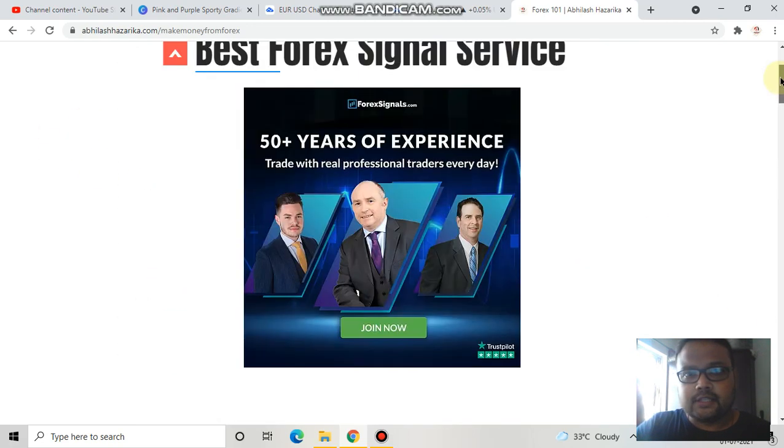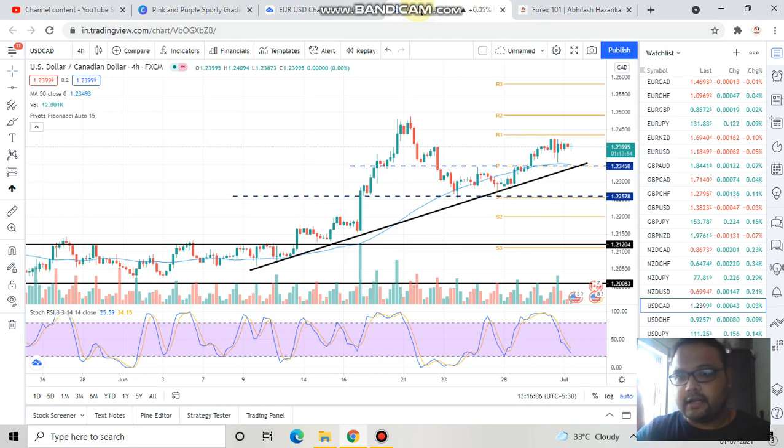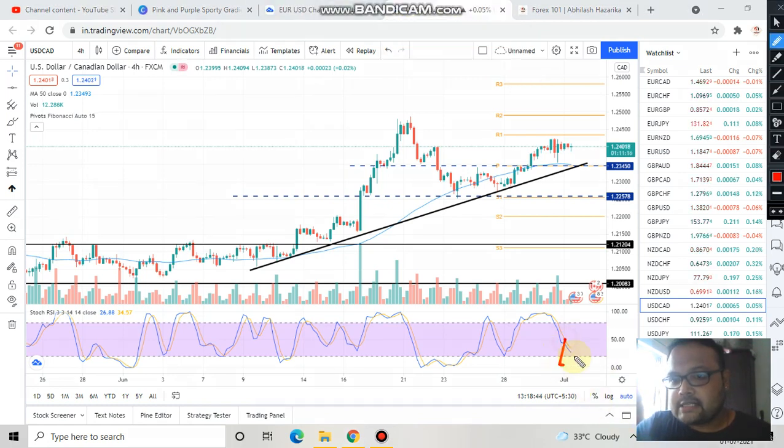Okay. And as of now, regarding the USD CAD chart, hopefully you have understood what you need to do right now. So just wait for the opportunity to come down to your price level. And if you can see, stochastic RSI is also coming down. Anyways, wait for the USD CAD to come down to your support level, then only you should trade. So this is it. Hopefully you've understood.